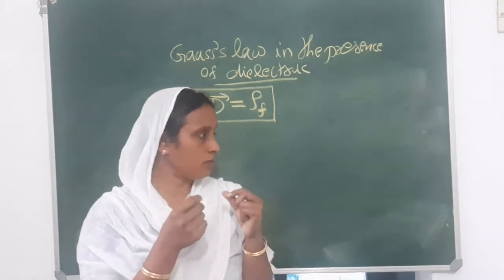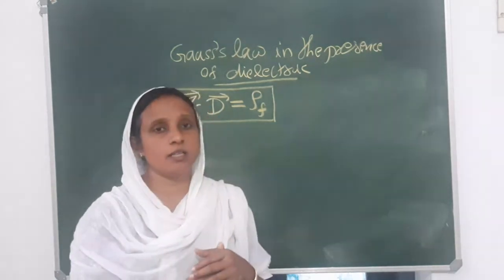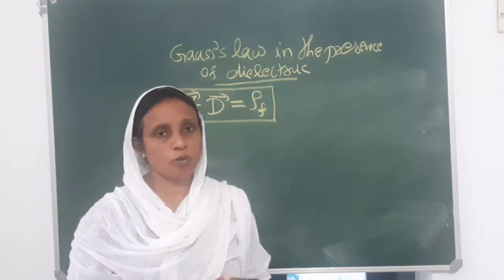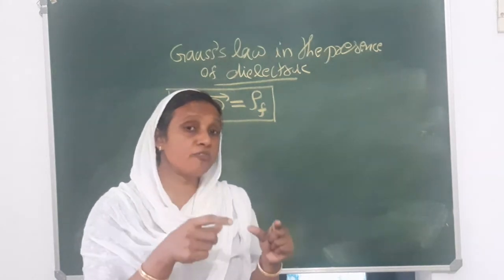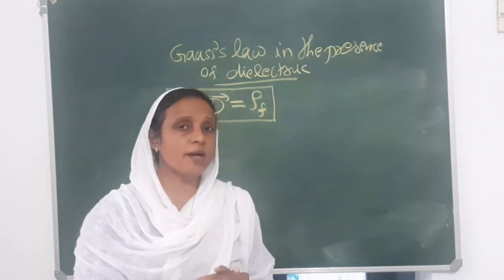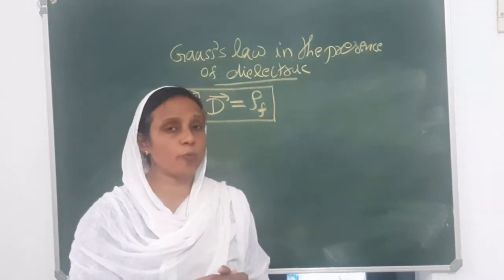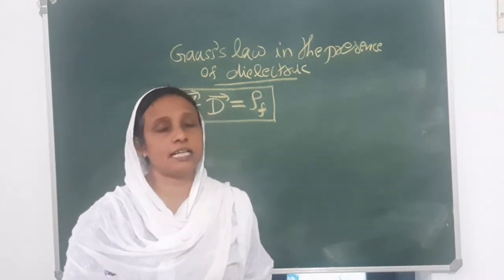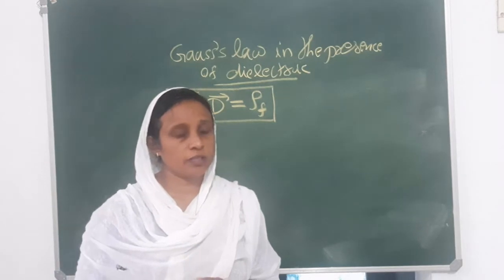falls off very fast when it reaches the boundary of the dielectric. That means on the surface of the dielectric material, this volume charge, bound charge rho b is a Dirac delta function. Is it clear?